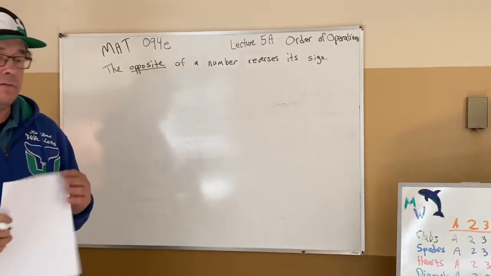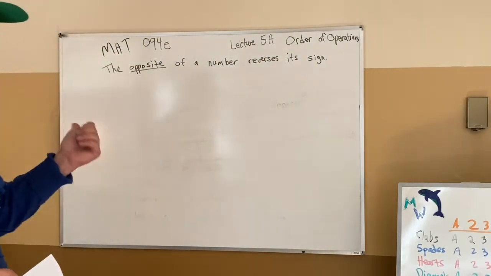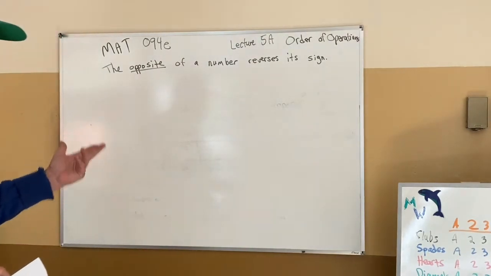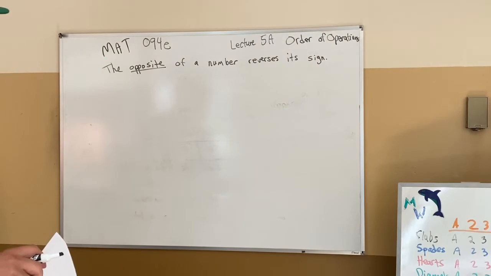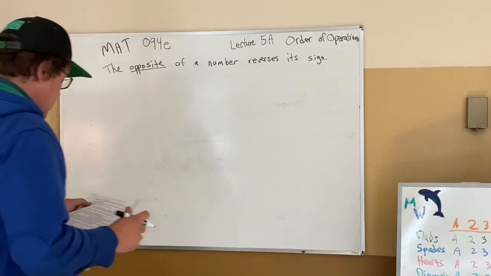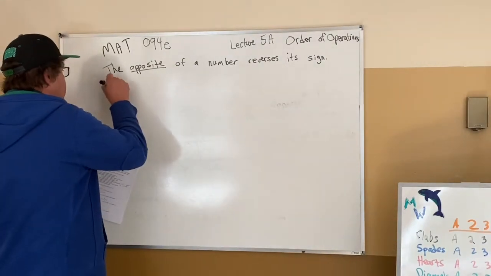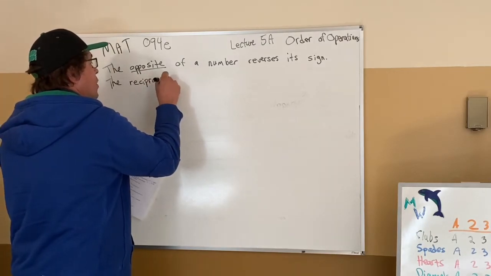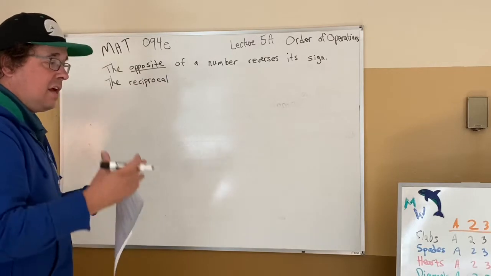So if you have a negative number and then you put the dash in front of it, it's the opposite of negative, becomes positive. If you have a positive number and you put the dash in front of it, remember that will make it into now negative. So that's what the opposite does. The reciprocal of a number opposite is changing the sign or direction of a number.